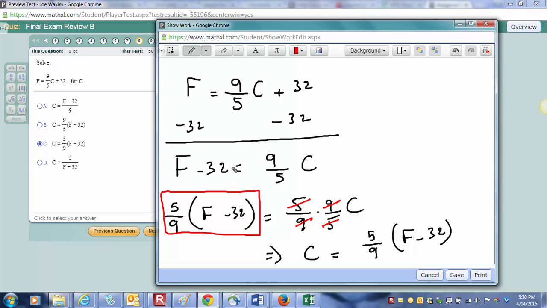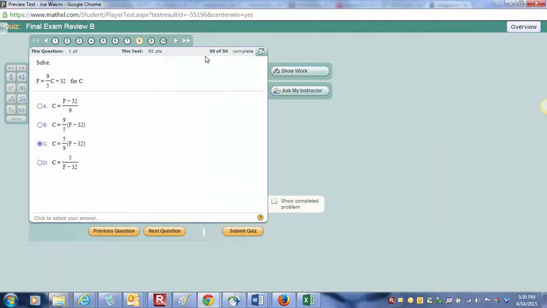So moving from this step to this step, I wanted to isolate C, so I multiply both sides by the reciprocal of 9 over 5, which is 5 over 9, and that brings me C by itself. On the left side, I get the final answer, 5 over 9 times F minus 32, in parentheses. Okay, let's go to the next one, which is number 9.